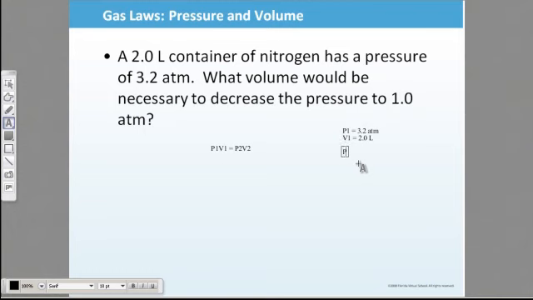Okay, then they give us a new pressure, so that must be P2. And we're solving for V2. We're solving for the new volume. What volume would be necessary? So that's what we're solving for. So now we just come down here and plug in our numbers. 3.2 atmospheres times 2.0 liters equals 1.0 atmospheres times V2.